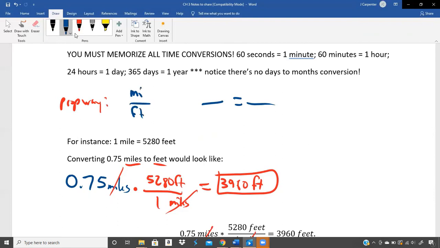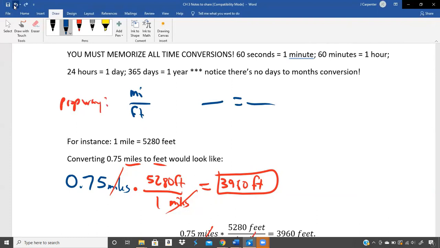That's my choice. Please, for the love of math, understand the abbreviation of miles is not M, it's MI. You will get answers wrong in your homework if you don't know that abbreviation. Maybe even a test ultimately. All right, so miles to feet. All right, well, use the conversion factor as one of the sides of the fraction. 1 mile is 5,280 feet.